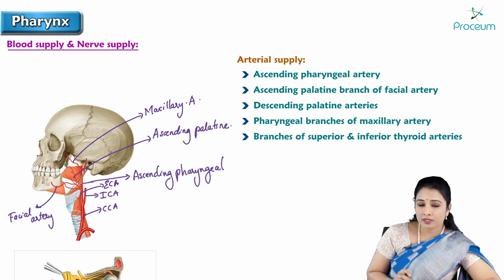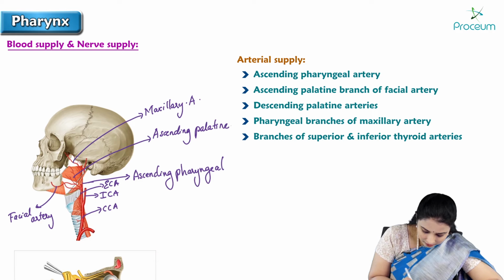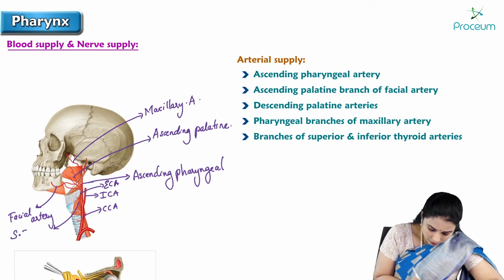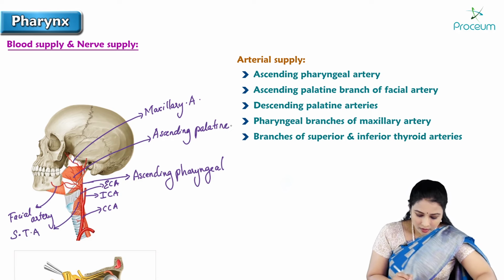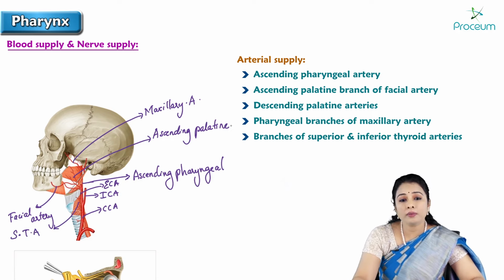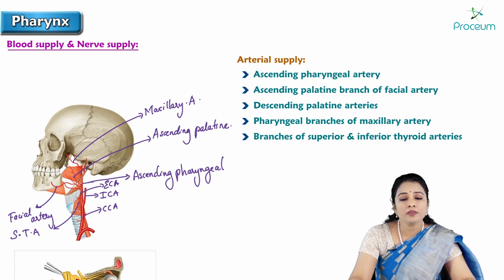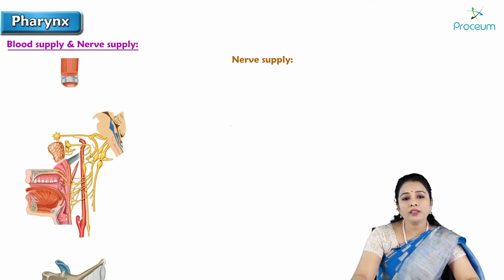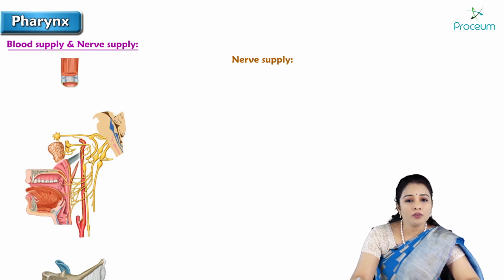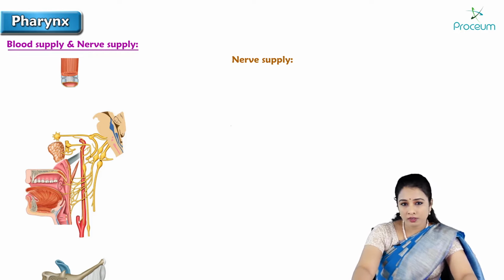Superior thyroid artery is a branch of external carotid artery. Superior thyroid artery, and inferior thyroid artery is a branch of thyrocervical trunk, which is in turn a branch of subclavian artery. Nerve supply, the pharyngeal plexus forms the basic nerve supply to the pharynx.